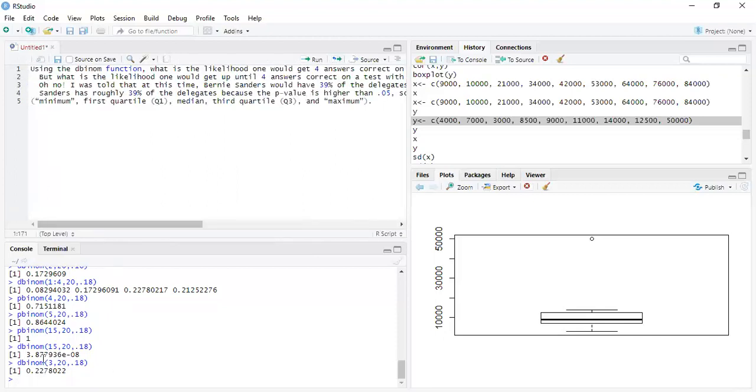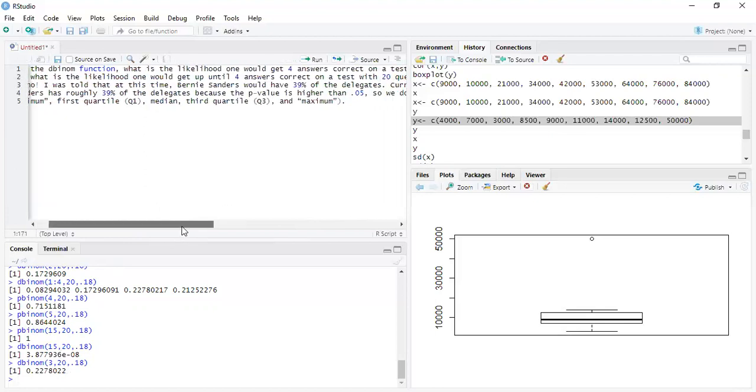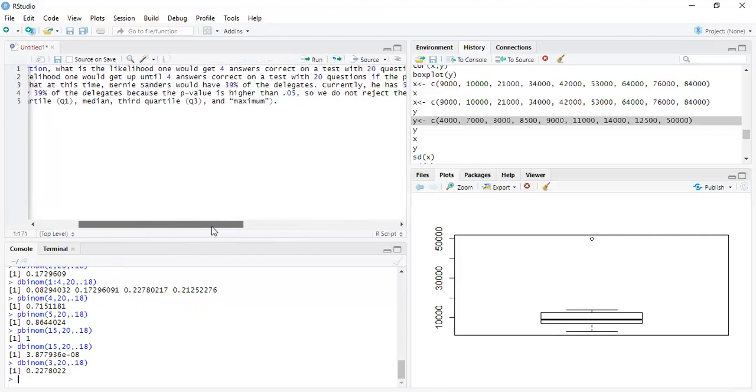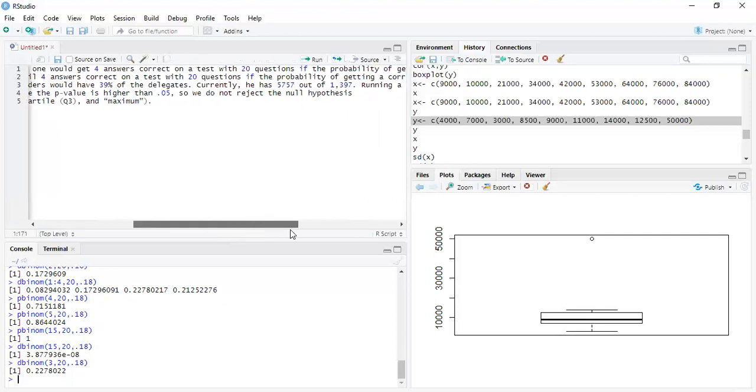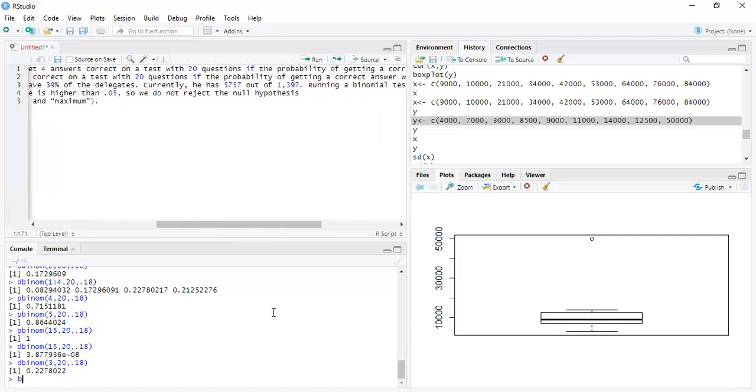Now, remember, these up here are not tests. Someone asked that. It was an awesome question. It's not a test, but you're seeing the probability of getting something right. This is the test because we're going to have a p-value. We're going to infer from these statistics, with the null hypothesis being the given. So the null hypothesis here is I was told at this time Bernie Sanders would have 39% of the delegates. So let's do a binom test.